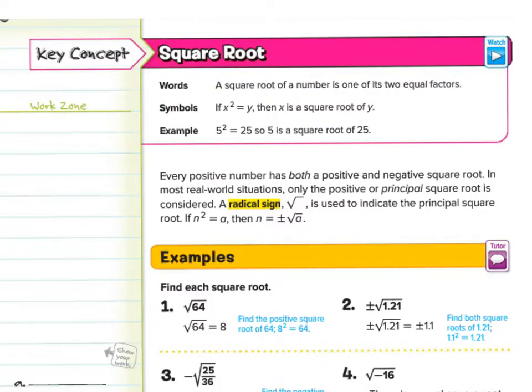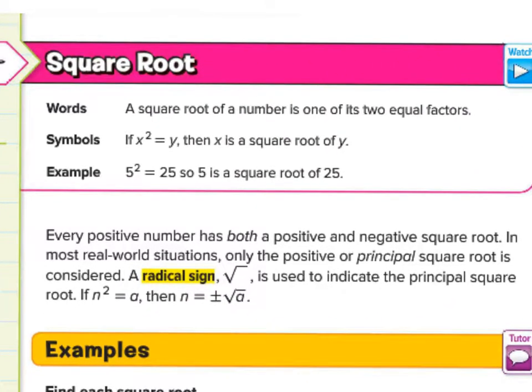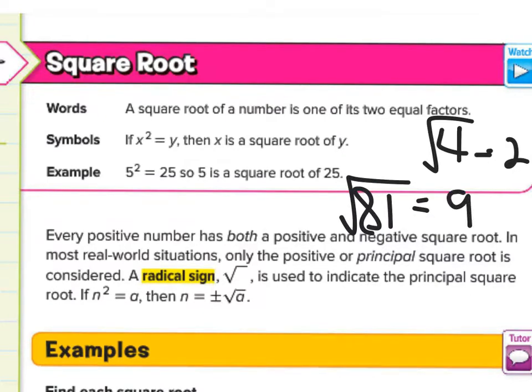Let's take a look at the key concept. Make sure that you make note of this. Here we go. So words, what do we mean? A square root of a number is one of its two equal factors. That's the square root of a number. So when we're looking for the square root of 4, we know it's going to be 2. Square root of 4 is 2. It's one number multiplied by itself. The square root of 81 would be 9, because 9 times 9 is 81. So that's what we mean by words.